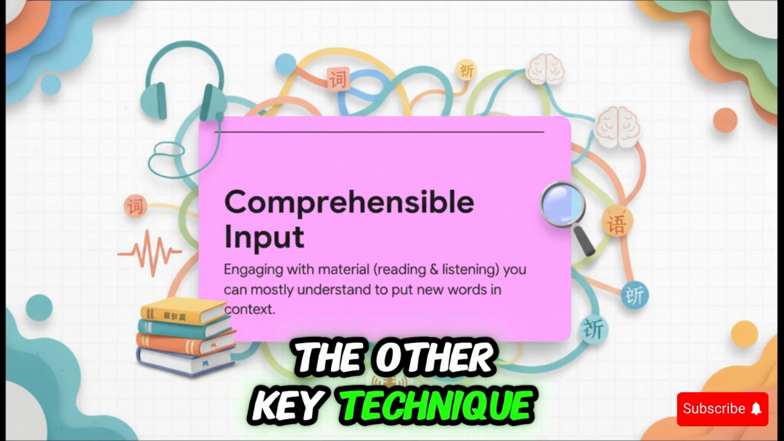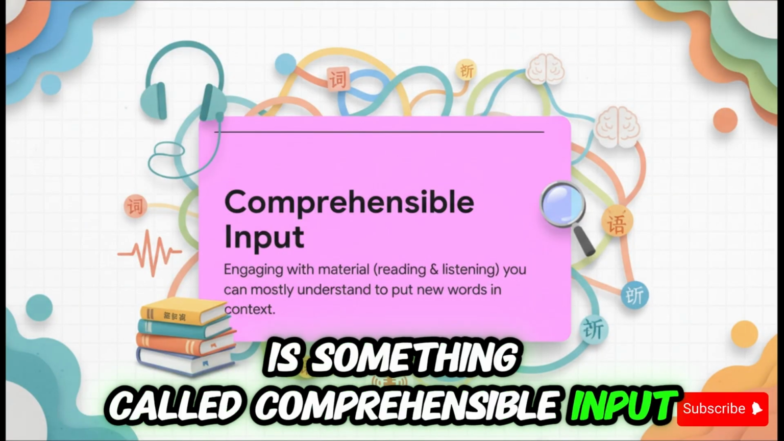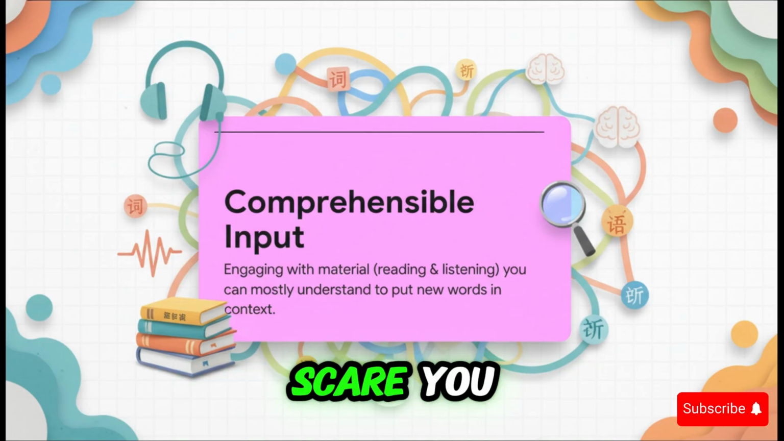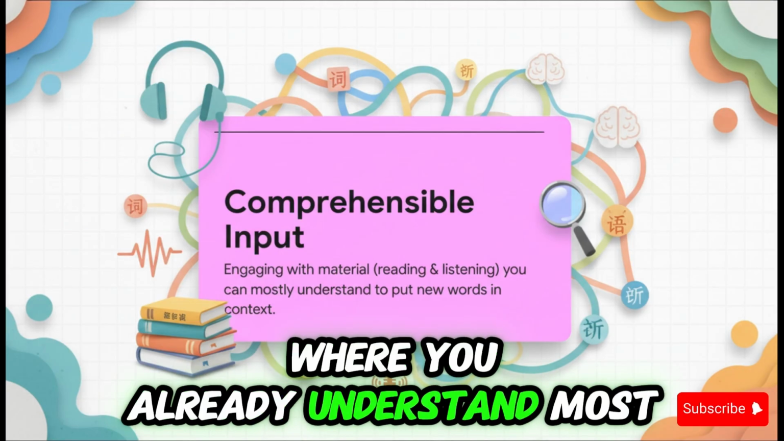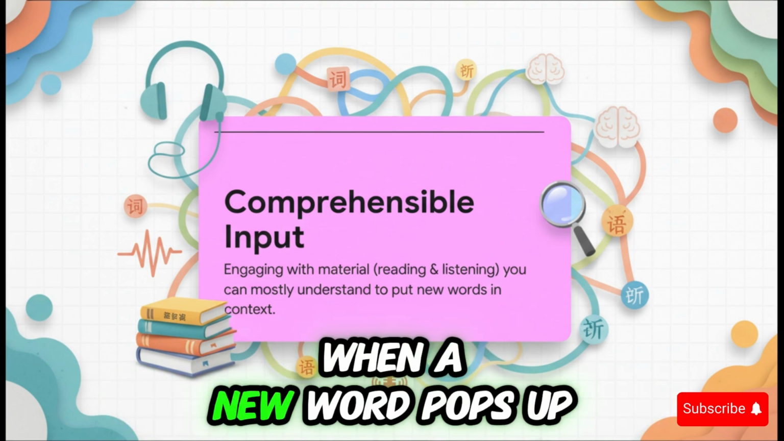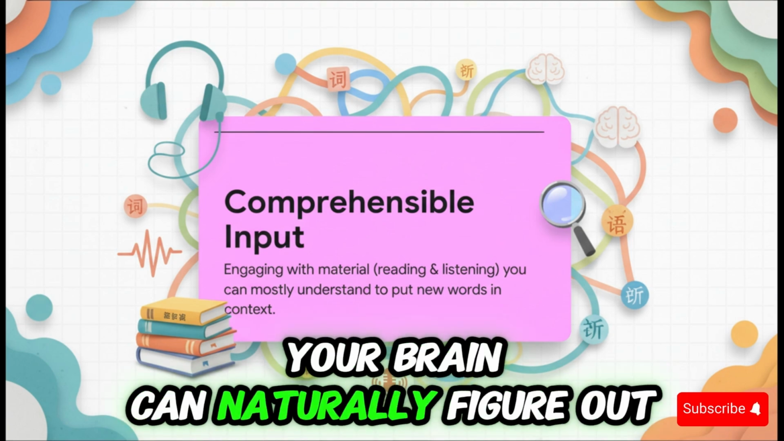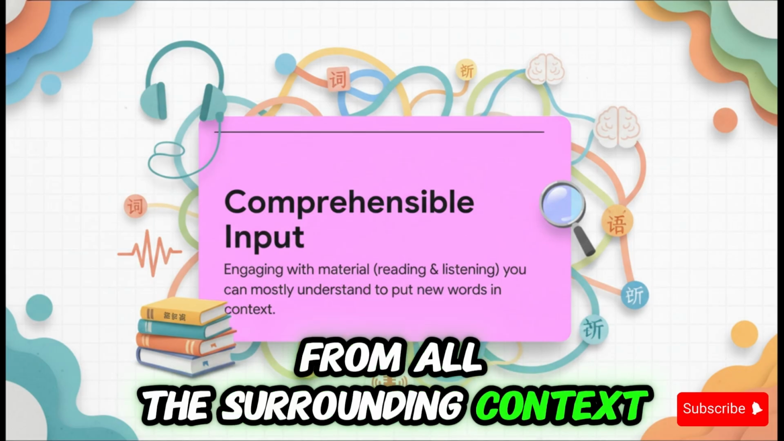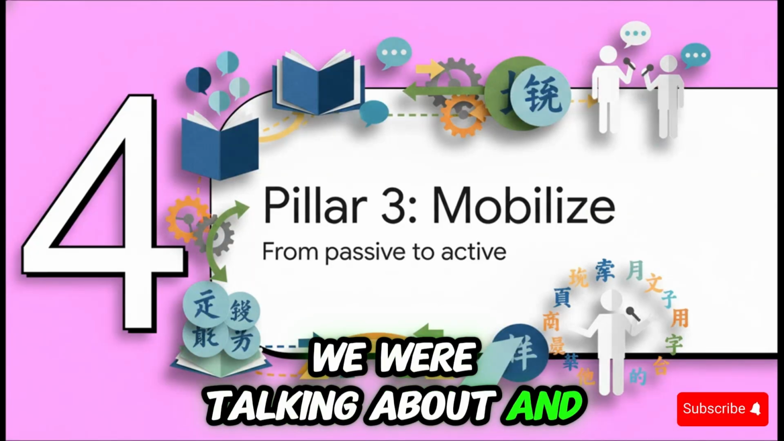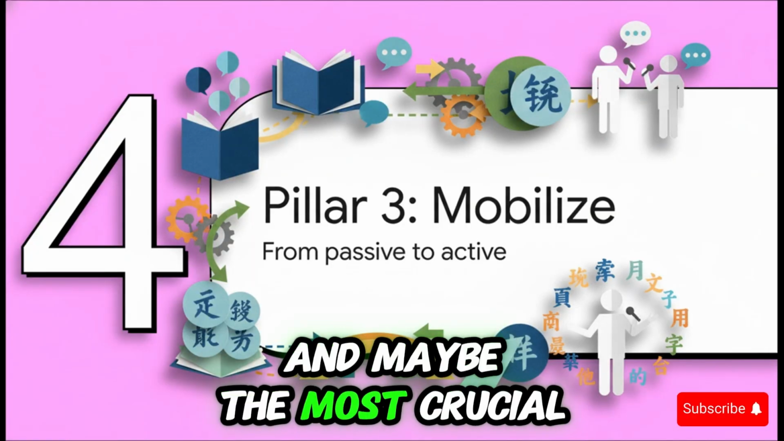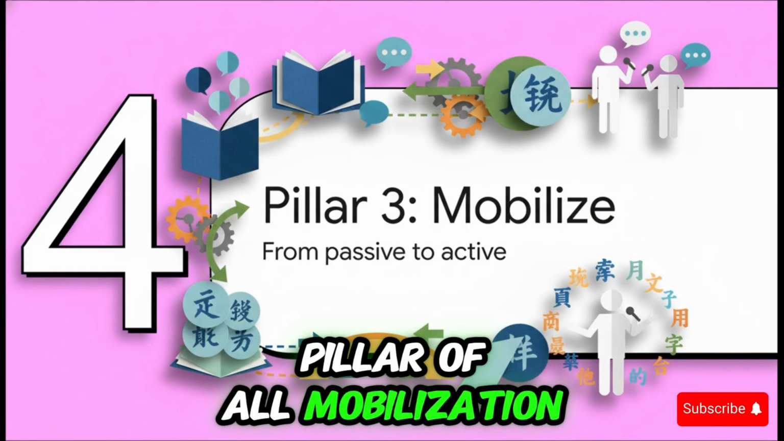The other key technique is something called comprehensible input. Now, don't let the fancy terms scare you. It just means you should listen to and read things where you already understand most of what's going on. When a new word pops up, your brain can naturally figure out its meaning from all the surrounding context. This is how you build that mental web we were talking about. And that brings us to the final and maybe the most crucial pillar of all, mobilization.